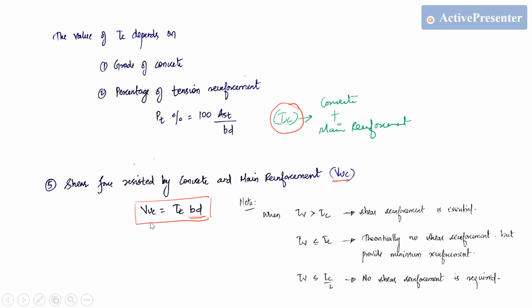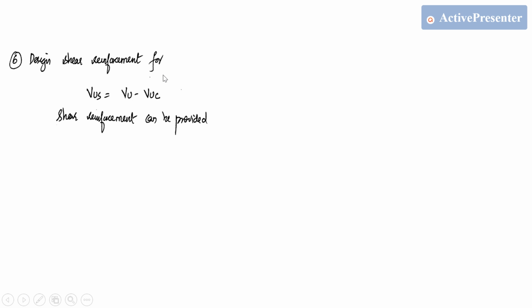Now we understood up to here, that is VUC, the shear force resisted by the concrete and main reinforcement. Now the shear force to be resisted by the shear reinforcement, I can take it as the design shear reinforcement. I'll be denoting it by VUS. I can write VUS is equal to VU minus VUC, right? Have you understood that? This much amount of shear has to be resisted by the shear reinforcement. So I hope you are clear with this.